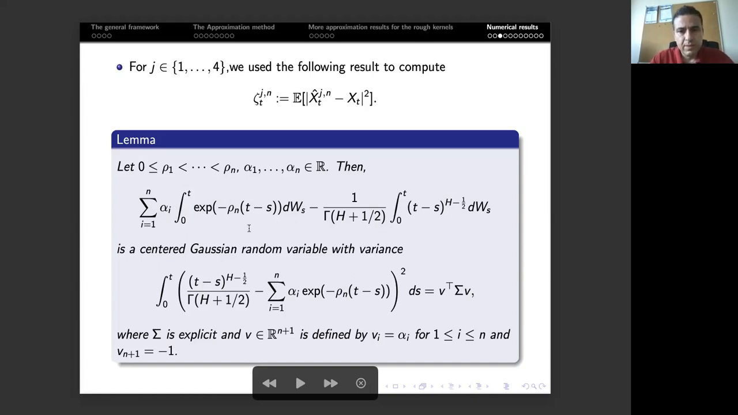But for any given alpha i and any weights rho, you can see that this difference is a centered Gaussian random variable that has an explicit variance, given by an explicit matrix sigma that we can compute. So this means that we can simulate exactly this zeta j n of t. This is what we did to compute the strong error. So there is no bias in our computation of the strong error in this case.